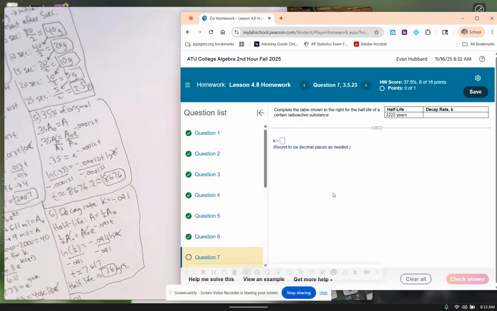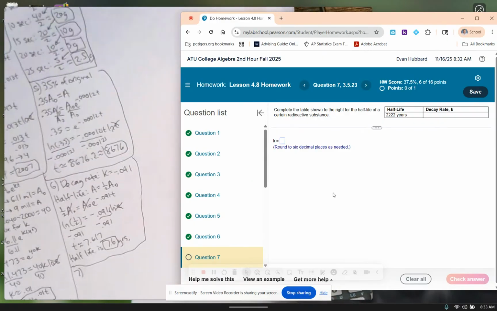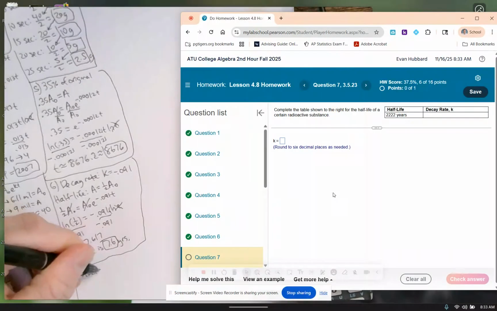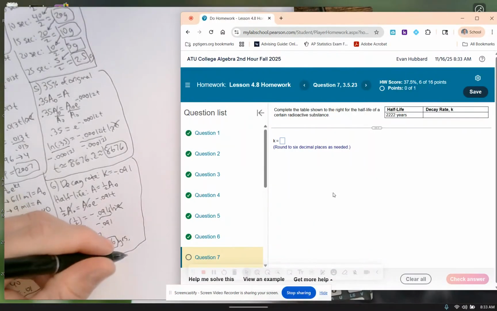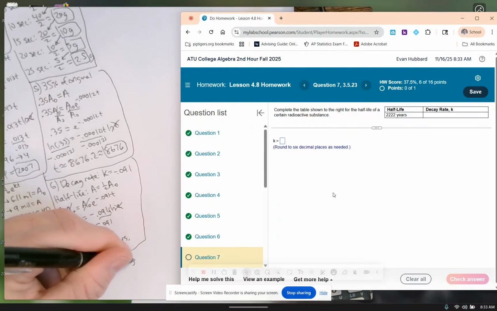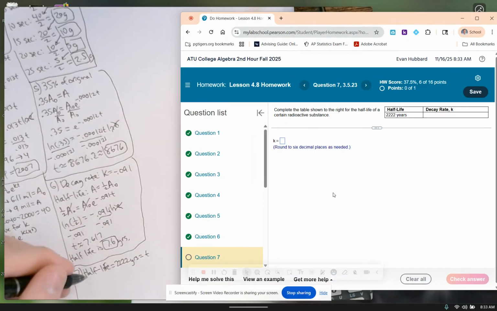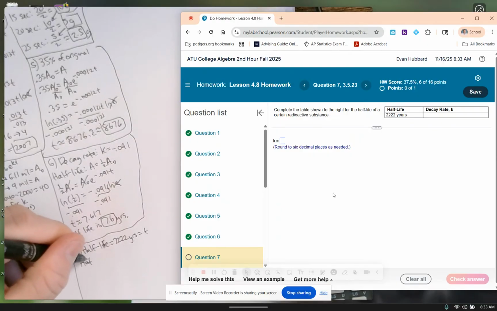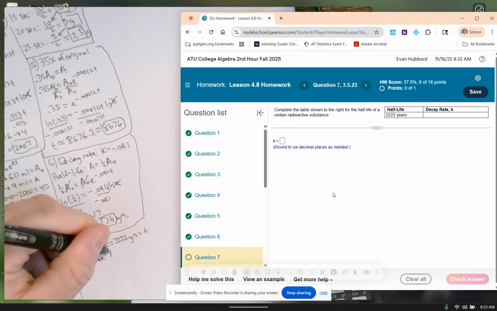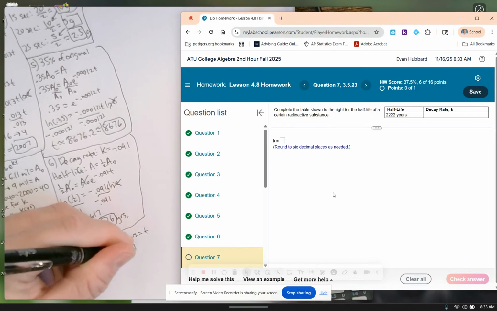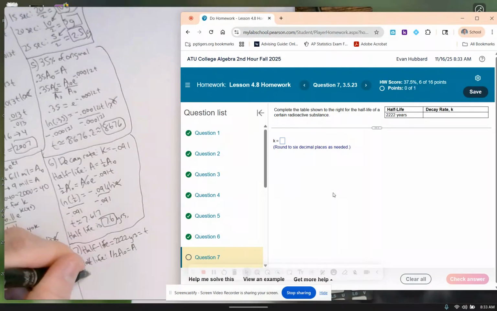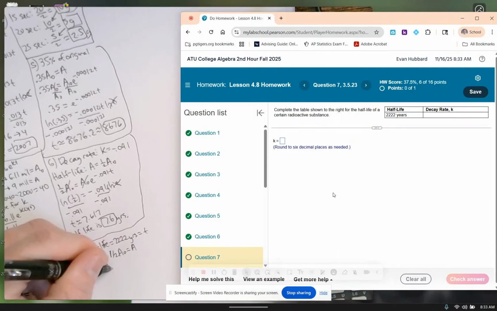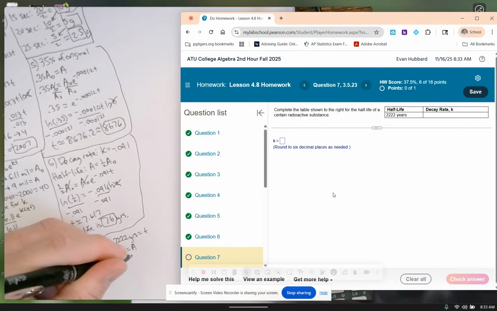With the table below, I've been given a half-life. I've got to find the decay rate. Okay, these are good questions. So the half-life is equal to 2,222 years, and that's equal to T. And for half-life also, 1/2 A naught is equal to A. So 1/2 A naught is equal to A times E to the K times 2,222.